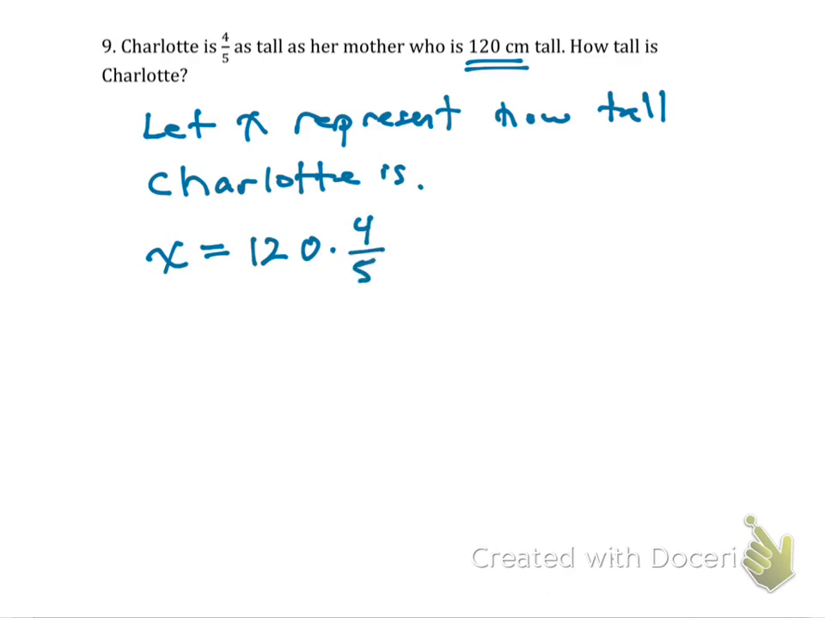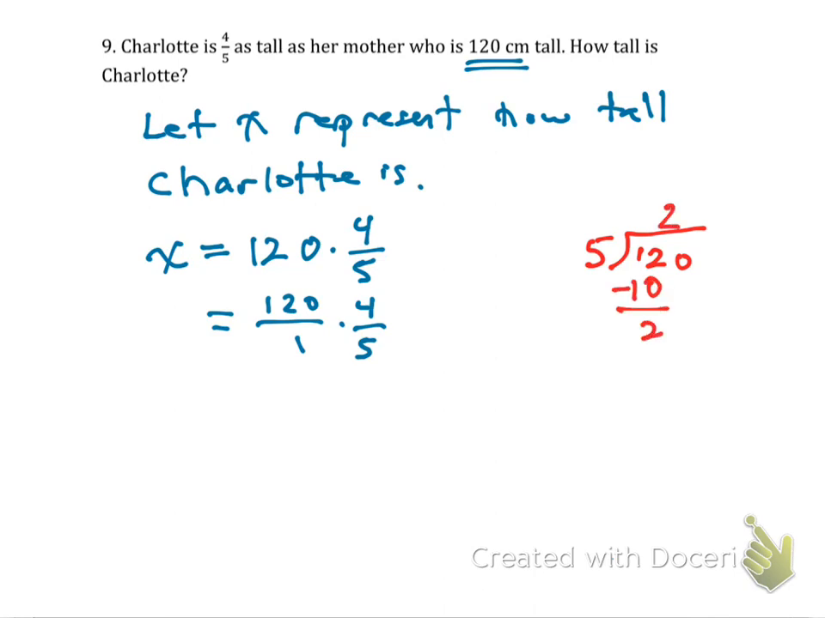Because she's a fraction of her mother's height. Now we just have to simplify this. So this would be 120 over 1 times 4/5. From here, what we can do is cross cancel. 5 goes into 120. Let's do it over here. 5 goes into 12 twice. 5 times 2 is 10. Subtract that, that's 2. Bring down the 0. 5 goes into 20 four times, with a remainder of 0. So we'll cross that off to have 24, and this will be 1.